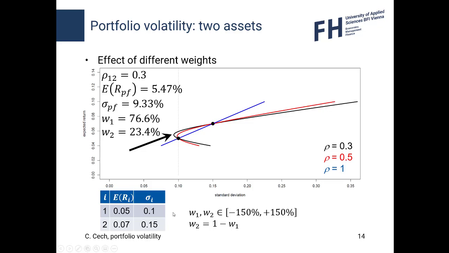So it would not be wise to invest 100% in asset 1. It would be definitely better to combine asset 1 with asset 2 to receive portfolios with a higher expected return and less risk.